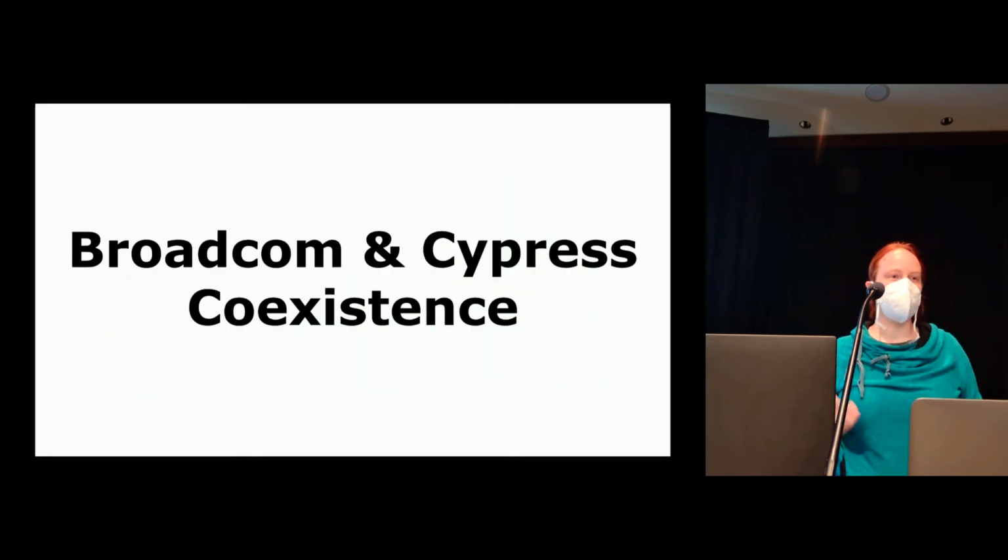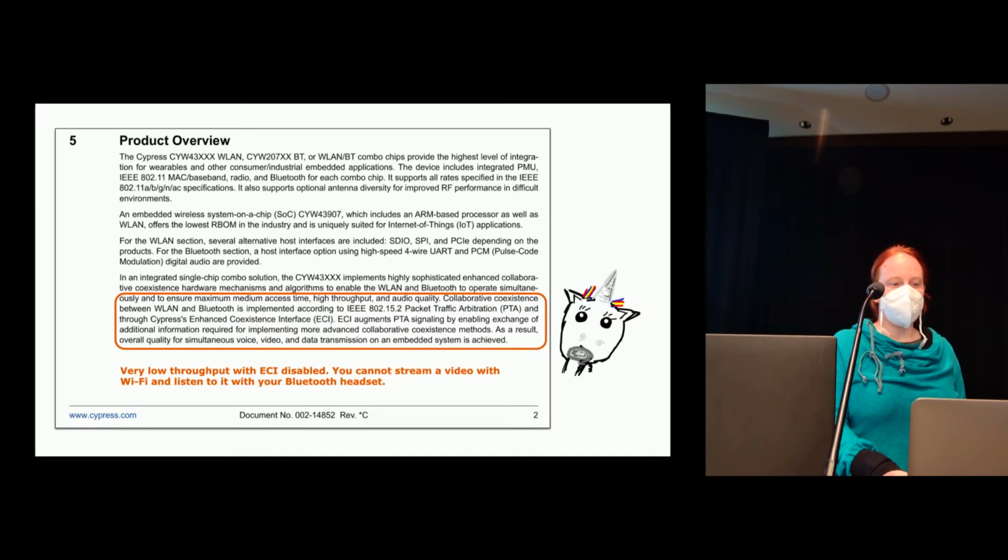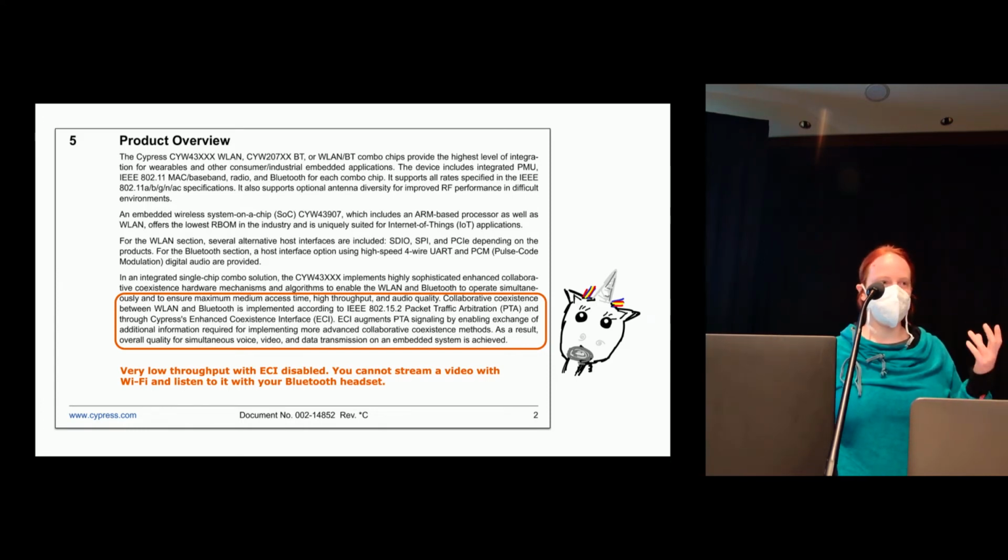So now I'm going to talk about two attacks that affect Broadcom and Cypress coexistence. And the first one is on a hardwired interface, which is a serial interface between the chips. It's called the Enhanced Coexistence Interface. For this, you can already look a bit into the data sheets where it's explained briefly what it does. So the idea of this Enhanced Coexistence Interface is you have a serial connection between Wi-Fi and Bluetooth, and you coordinate when they send a packet. And this is really essential.